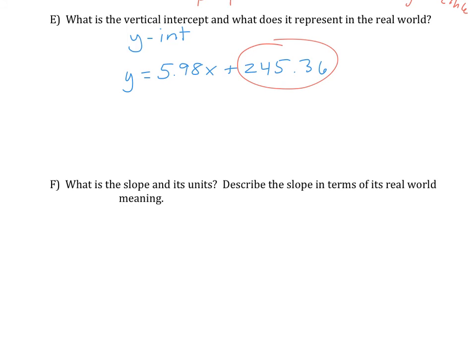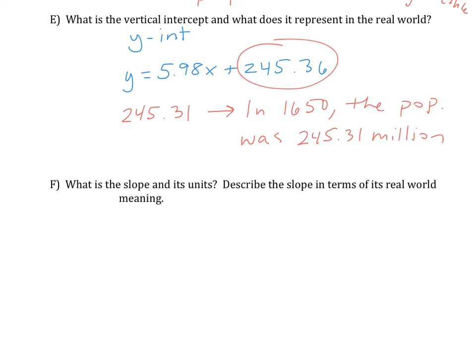Okay, but what does it mean? So our vertical intercept is 245.31. What does it mean? It means in the year 1650, the population was 245.31 million. All right. Now again, that's not what our table showed us for the year 1650, but we're basing it off of this regression line. Okay?